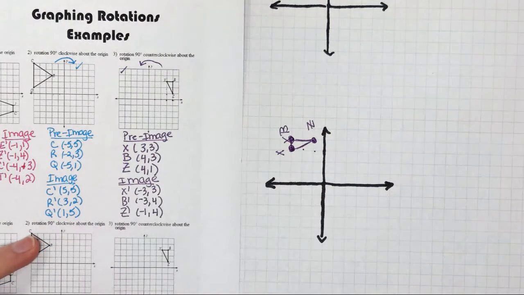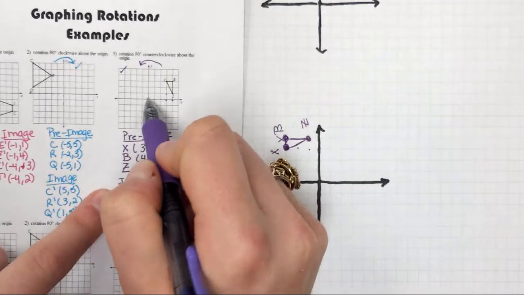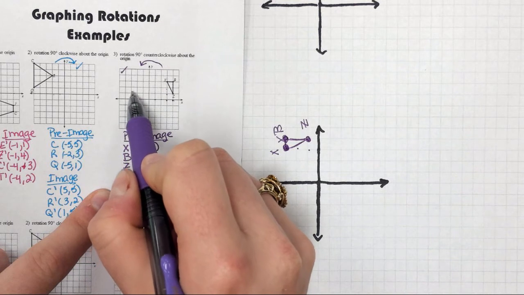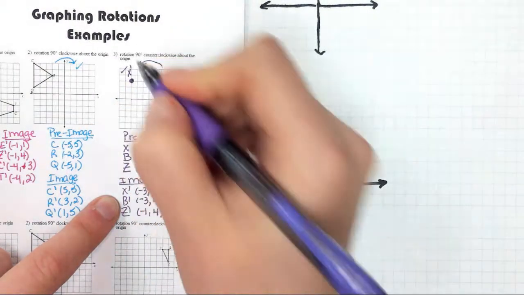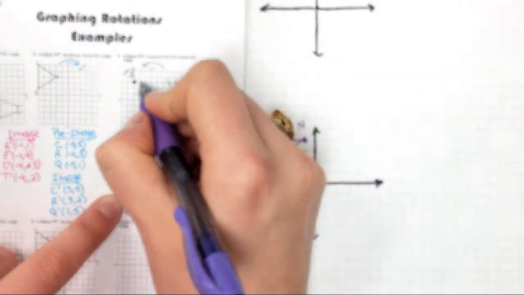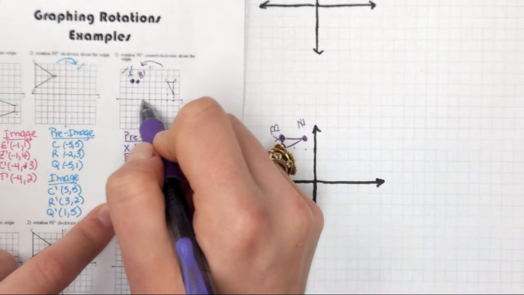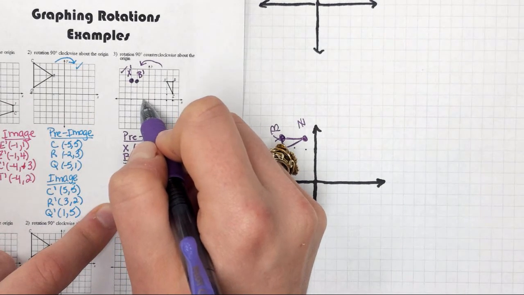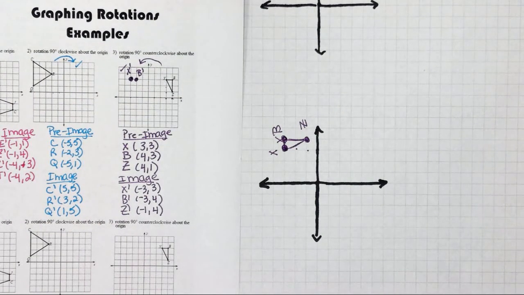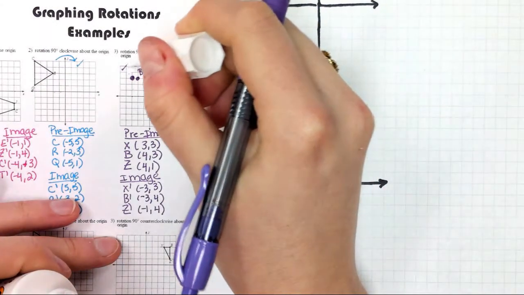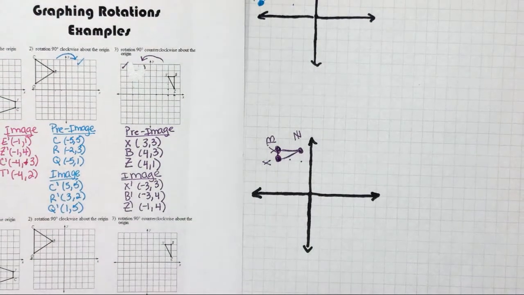Use those coordinates and plot them back on my original paper. So X prime is at -3, 3. B prime is at -3, 4, right there. And Z prime is at -1, 4. Oops. Not very good at plotting points, apparently. One more time. Always helps to pay attention to details.